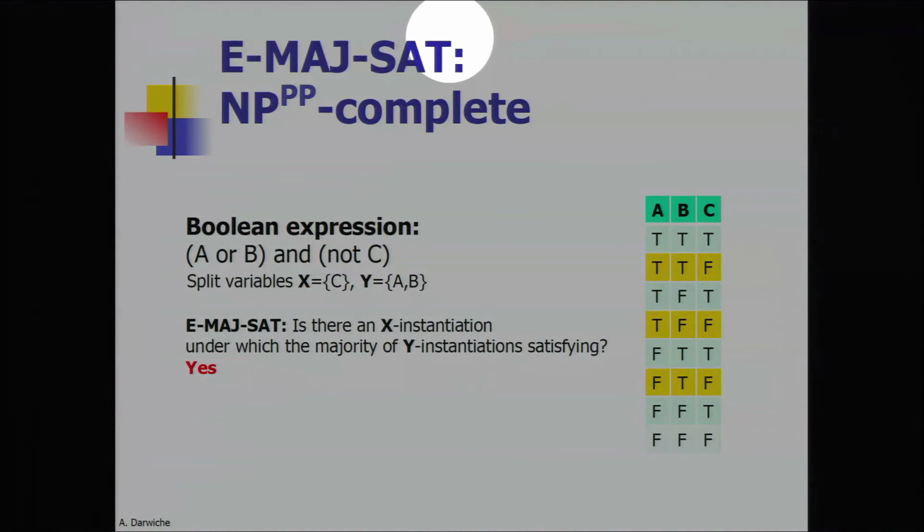So I'm going to do this one, and you're going to figure out the last one for me. This is E-MAJ-SAT, which is NP to the PP complete. And now you get a sense of what this really means. This is basically NP to the PP. We know what NP is. NP is intuitively trying to find a solution in an exponential space, right?